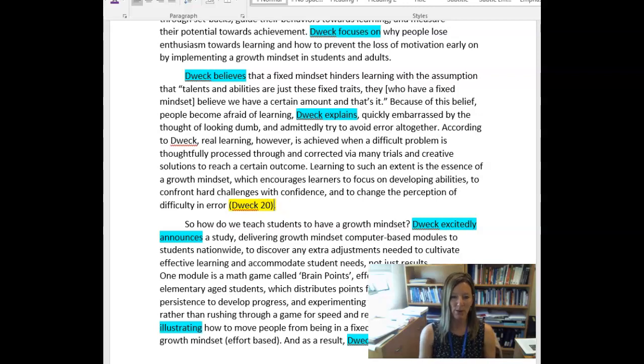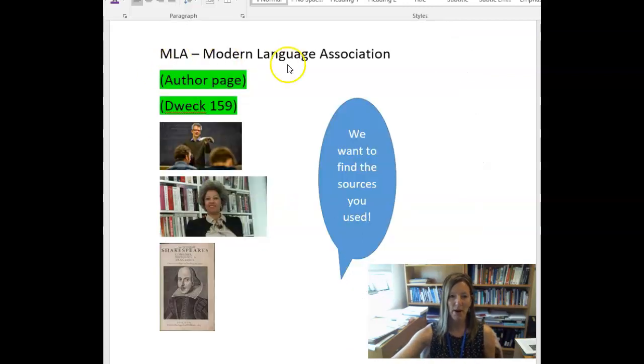The reason we don't have the date or the page number here is because we're using a video that Dweck produced. So there are no page numbers. And even though there is a date, we don't need to include it because in this class, it's an English class, we're using MLA, which stands for Modern Language Association. So here's MLA, Modern Language Association. This is what all of your English classes, your composition classes, literature classes are going to use, MLA style.